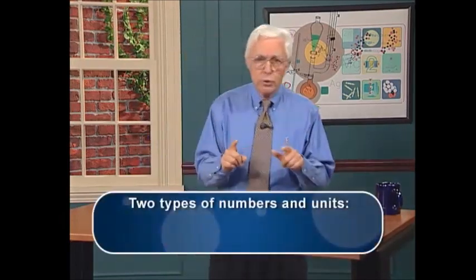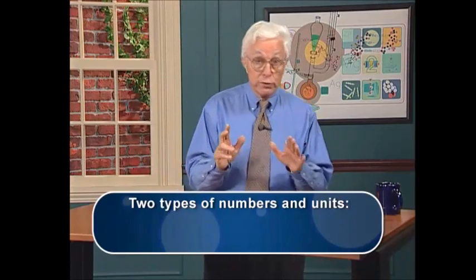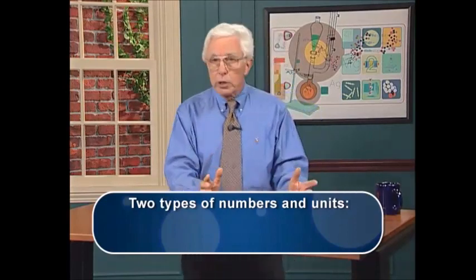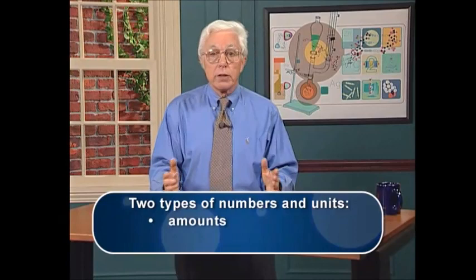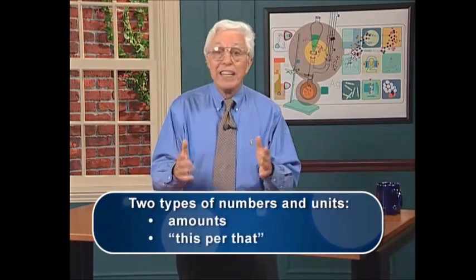And, as we said in the last lecture, the numbers and their units are generally going to be of two types. Some are going to be what we've called amounts, and others are going to be what we've called a this per that. 3,000 students was an amount. 30 students per room was a this per that. Let's take a closer, more detailed look at the this per that idea, because this is what gives students in chemistry the most difficulty and leads some of them to have limited success.